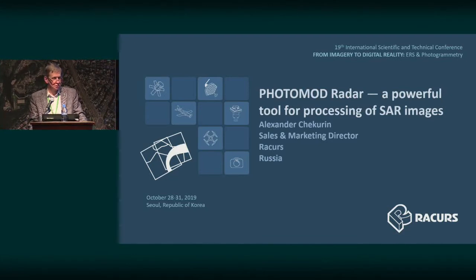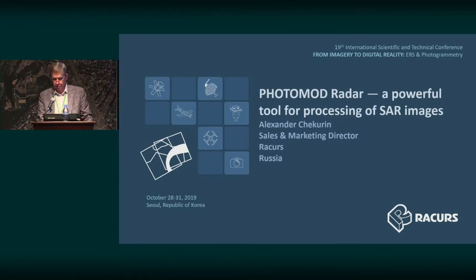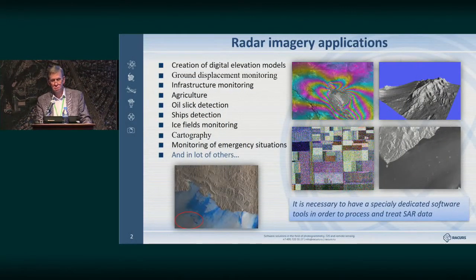My presentation will be about the PHOTOMOD radar capacities for radar image processing. Very rarely at our conference we speak about this product and about radar remote sensing, because the market in this field is more narrow and is highly specific how radar remote sensing is done. At the same time, radar imagery sensing has a lot of advantages and can do things that optical data are incapable of doing.